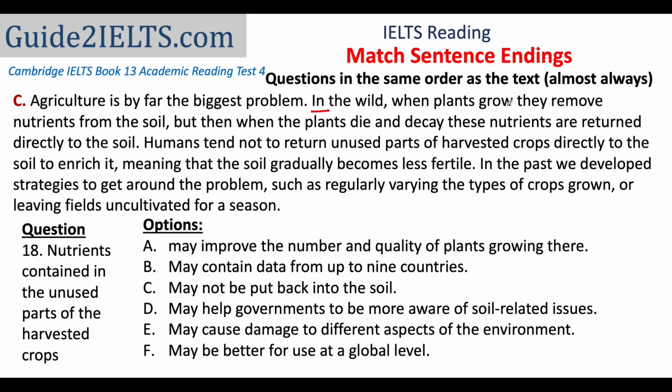In the wild, when plants grow, they remove nutrients from soil. But then when the plants dry and decay, these nutrients are returned directly to the soil. Humans tend not to return unused parts of harvested crops directly to the soil to enrich it. So what these two sentences mean is that in the wild or in the forest or wherever there is no human involvement, once a plant dies, its nutrients go back into soil. But where there is cultivation, where there is farming, humans do not put the unused part back into the soil, so the nutrients do not go back into the soil to enrich it.